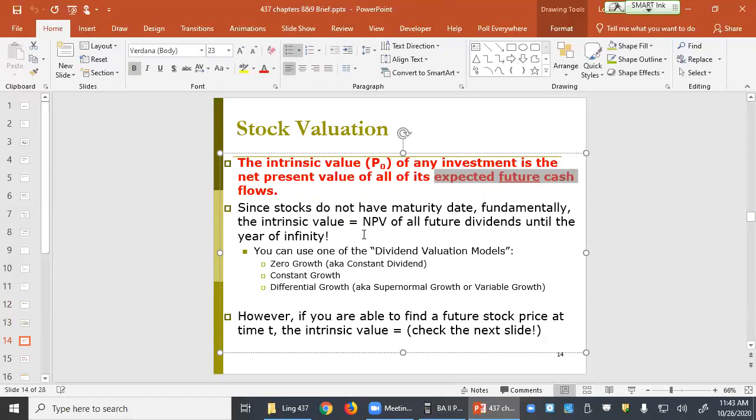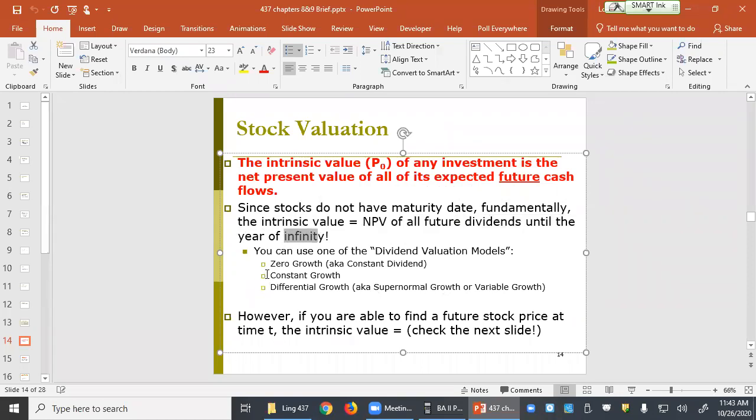So since stocks do not have maturity dates, if you were to buy a share of stock, unless you are able to figure out a future stock price, we're going to assume that you will hold on to your stock forever, until the year of infinity. So fundamentally, the P0 or intrinsic value of a share of stock is just the net present value of all of the future dividends. Until when? Until the end of year infinity, because stocks don't have maturity dates.